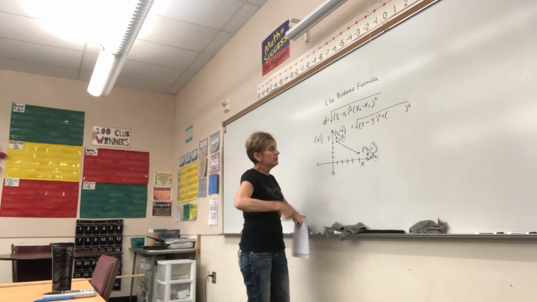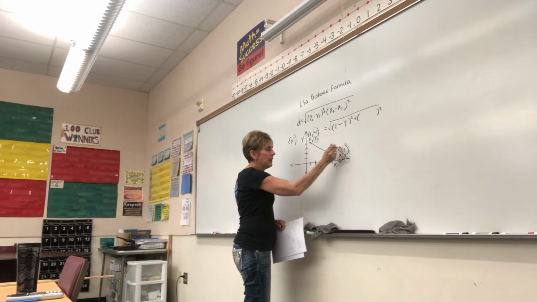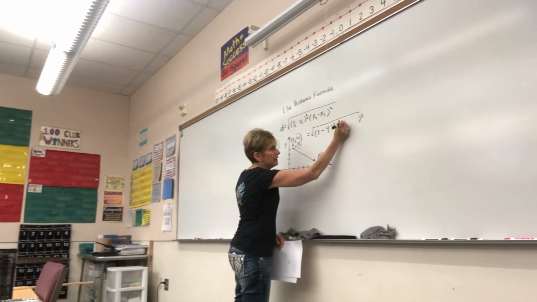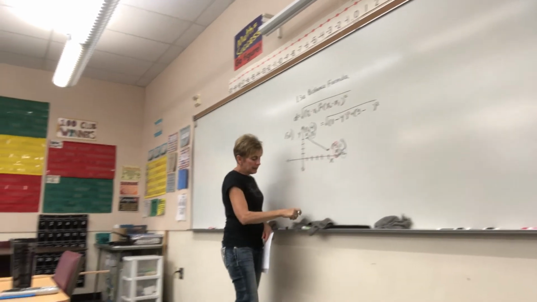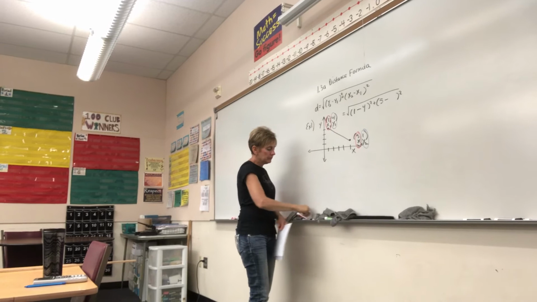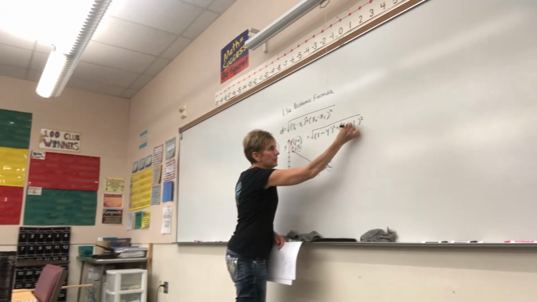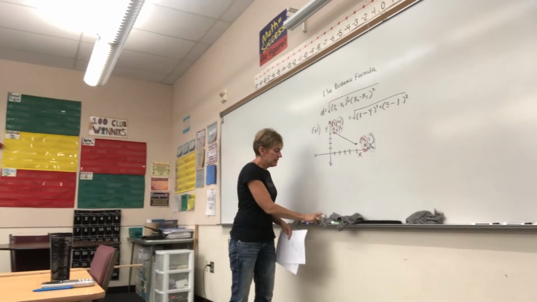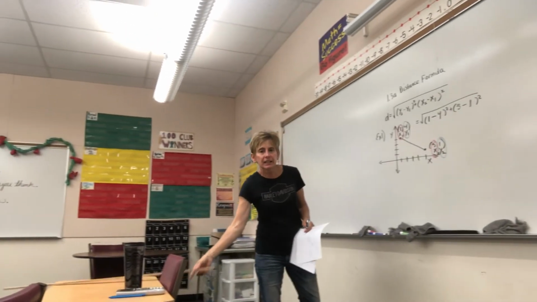x2 is going to be the number 5, so I'm going to write a 5 here. And then x1 is the number 1. So now I have all of my numbers put into my formula. Now we're going to talk about positives and negatives for a minute.